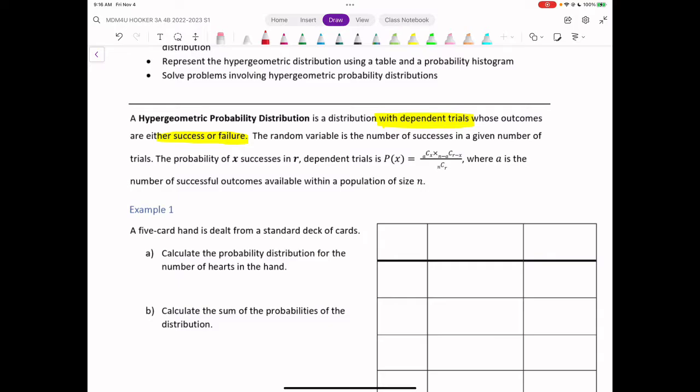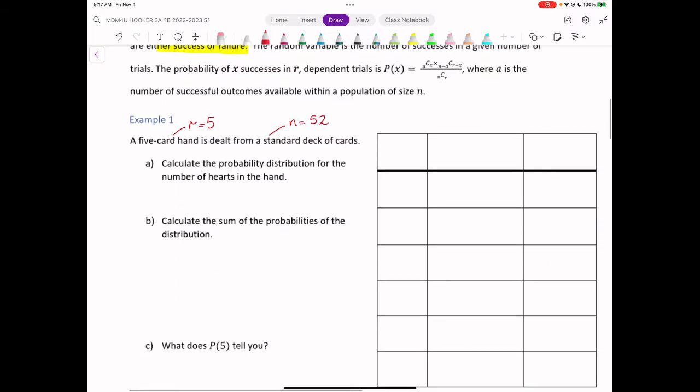So a 5-card hand is dealt from a standard deck of cards. That means my r, which is my trial, my 5-card hand, is r, and for a standard deck of cards, we've got n equals 52. Calculate the probability distribution for the number of hearts in the hand. All right, so we've done questions just like this before.